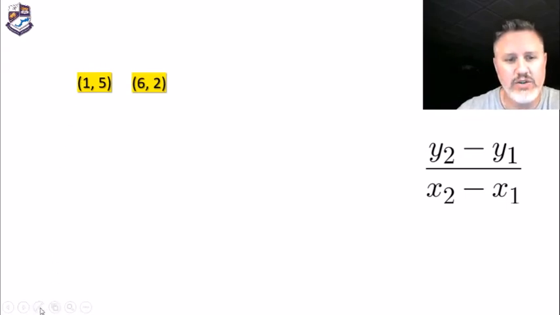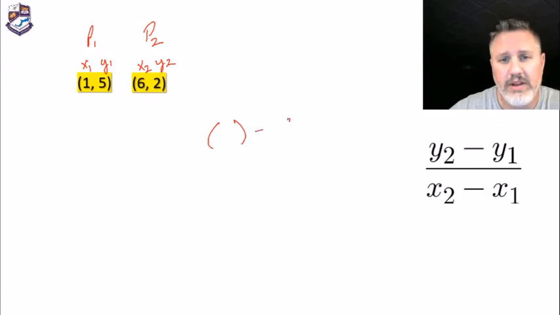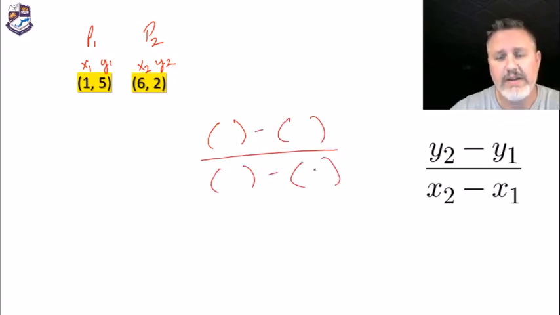It's just looking, and we're going to label our points first. We're going to call this point 1, and we're going to call this point 2. And since this is point 1, we're going to call this x1, and we're going to call this y1. And we're going to call this x2, and we're going to call this y2. And basically, I got 4 things that I want to substitute. So I'm going to do parentheses minus parentheses over parentheses minus parentheses. And I just basically plug the points in.